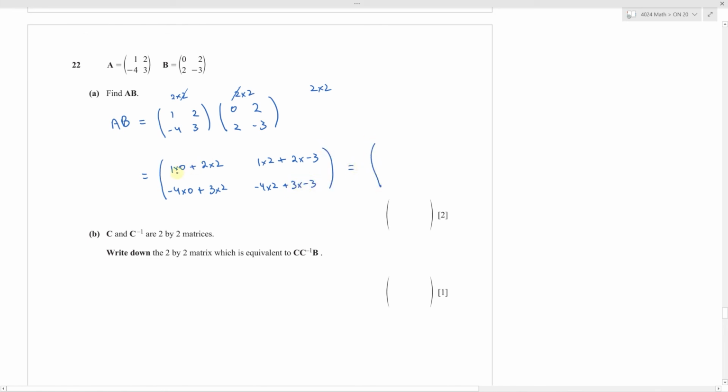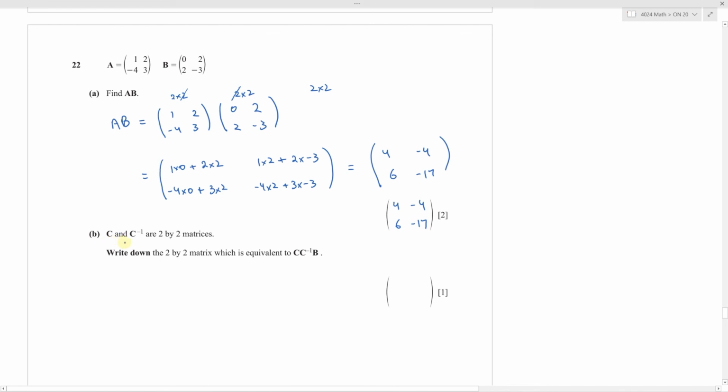So this will be 1 times 0 is 0, plus 4, so this will be 4. This will be 2 minus 6, so 2 minus 6 is -4. 0 plus 6 is 6. -8 and then 3 times -3 is -9, so -8 minus 9 will be -17. So your answer will be 4, -4, 6, and -17.